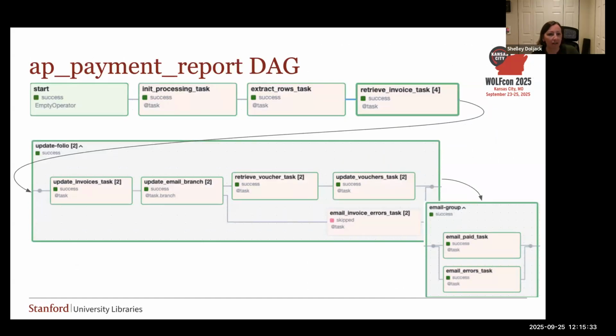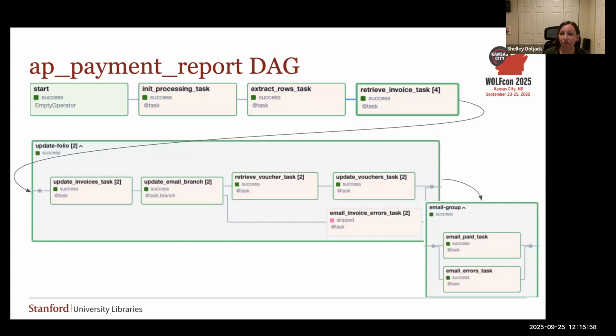This next DAG, the AP payment report DAG, is actually a new workflow that we didn't do prior to Folio. Previously, when we sent invoices to accounts payable, we'd mark them as paid in the ILS. In Folio, when we send them, we mark them as pending. This new workflow essentially confirms that what we sent got paid by AP.